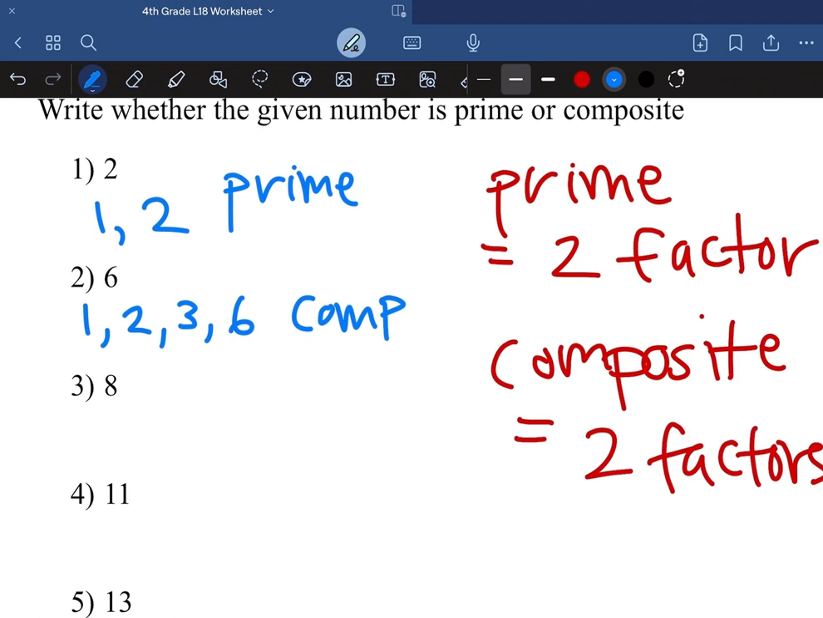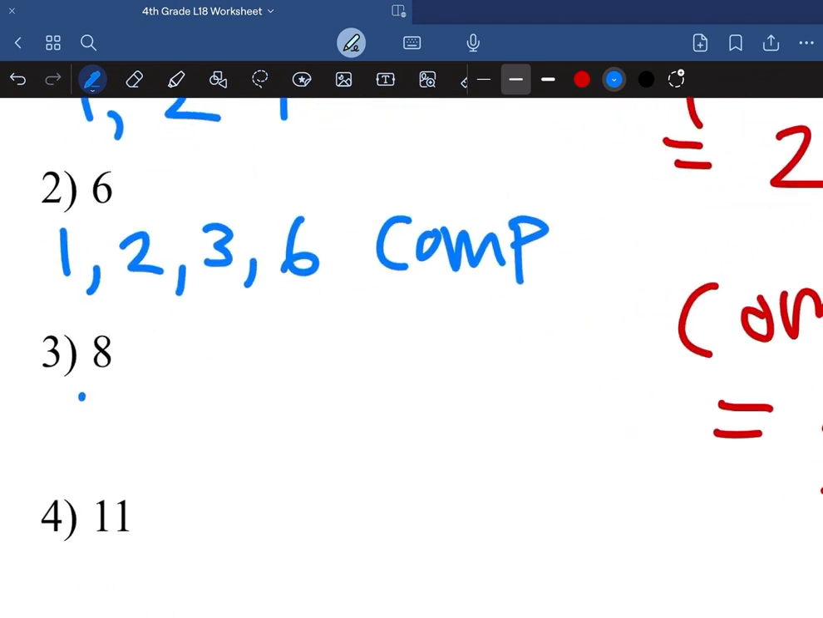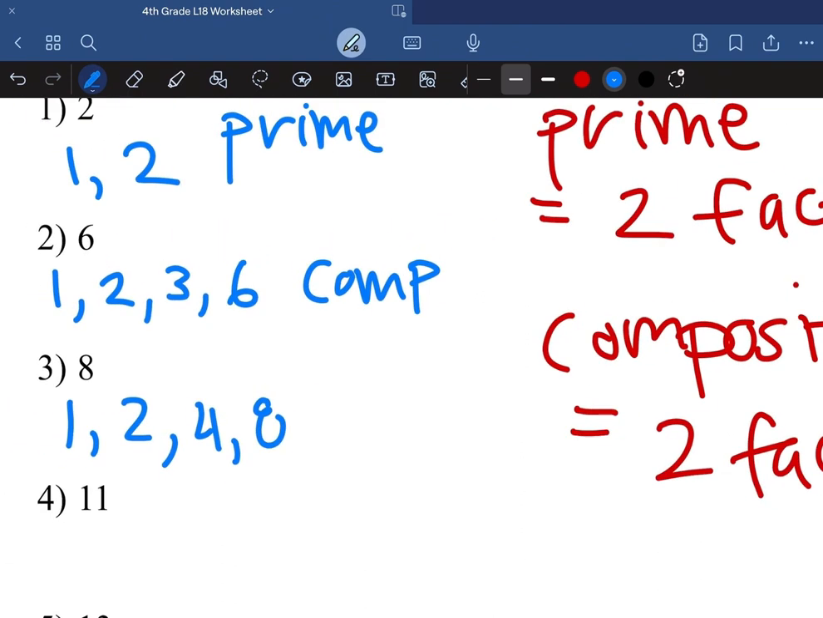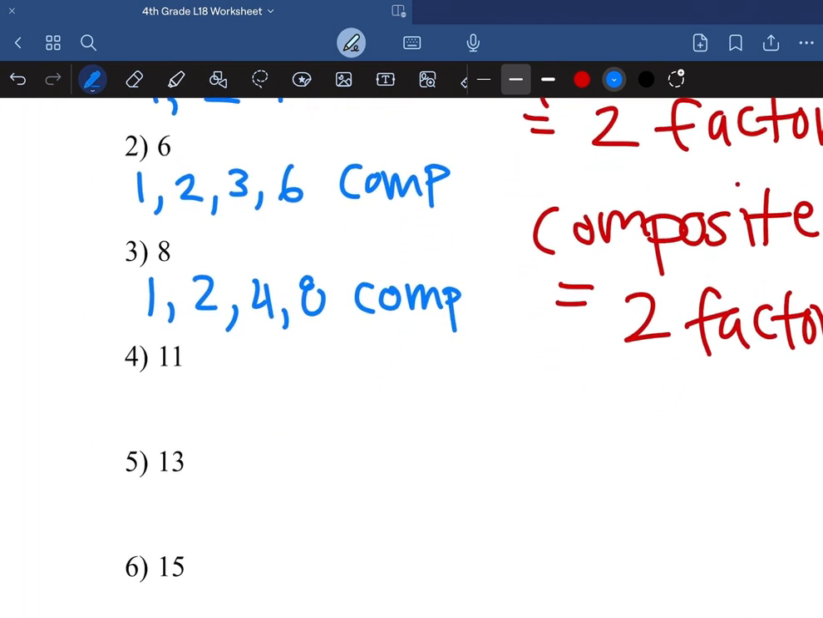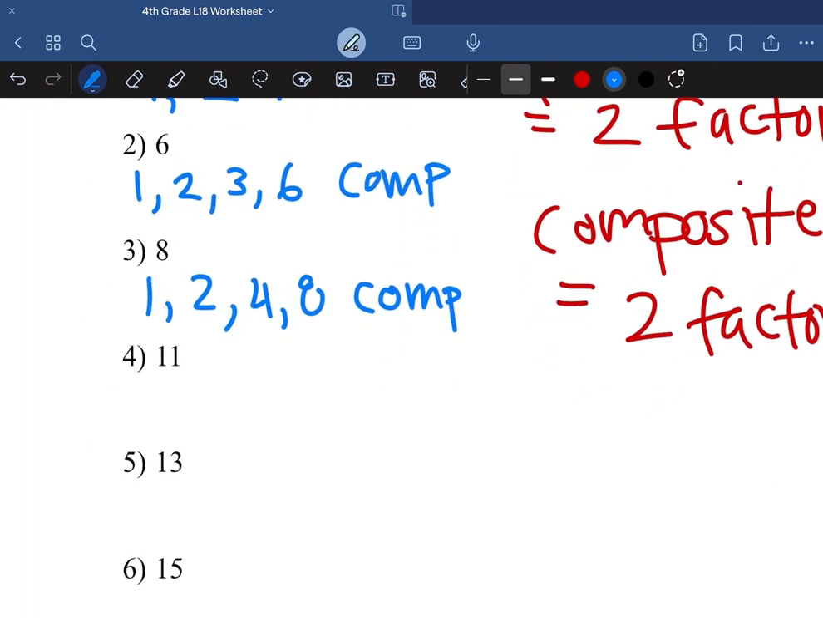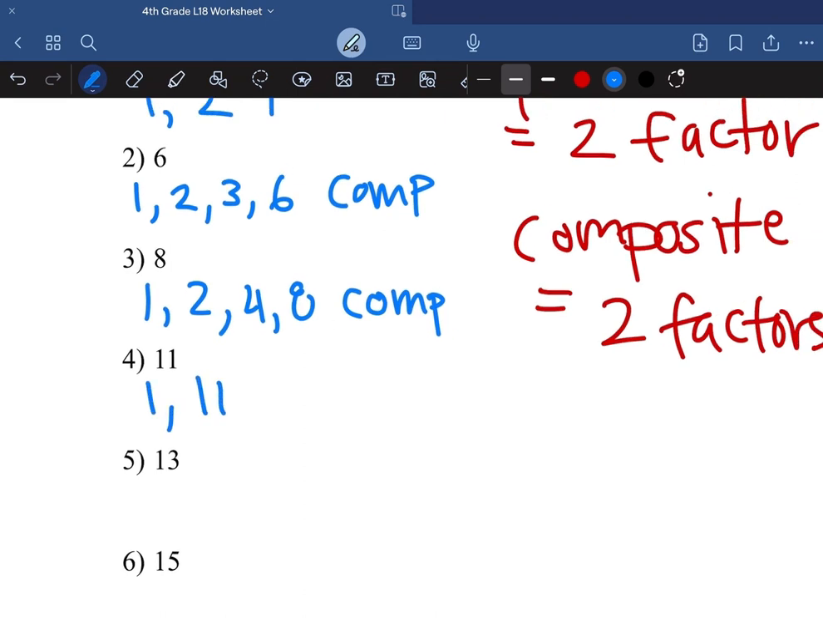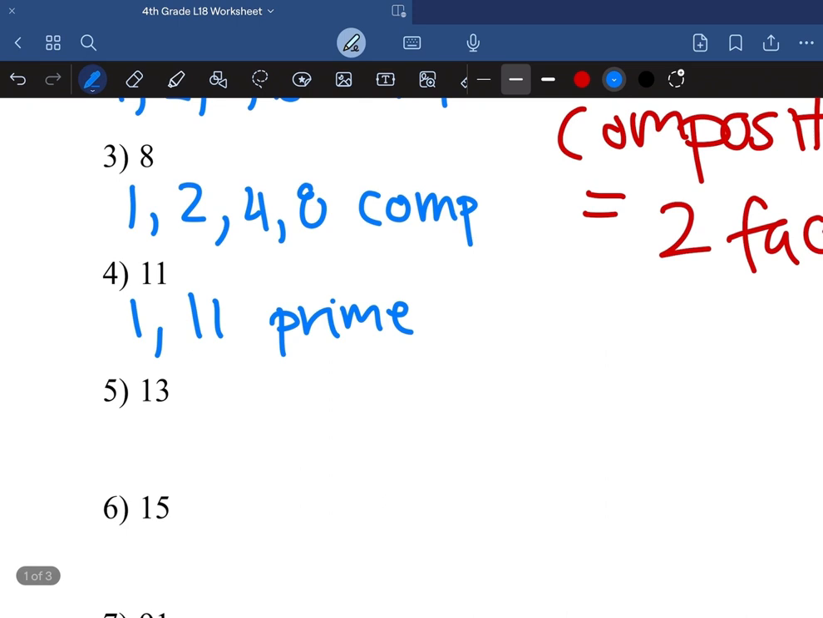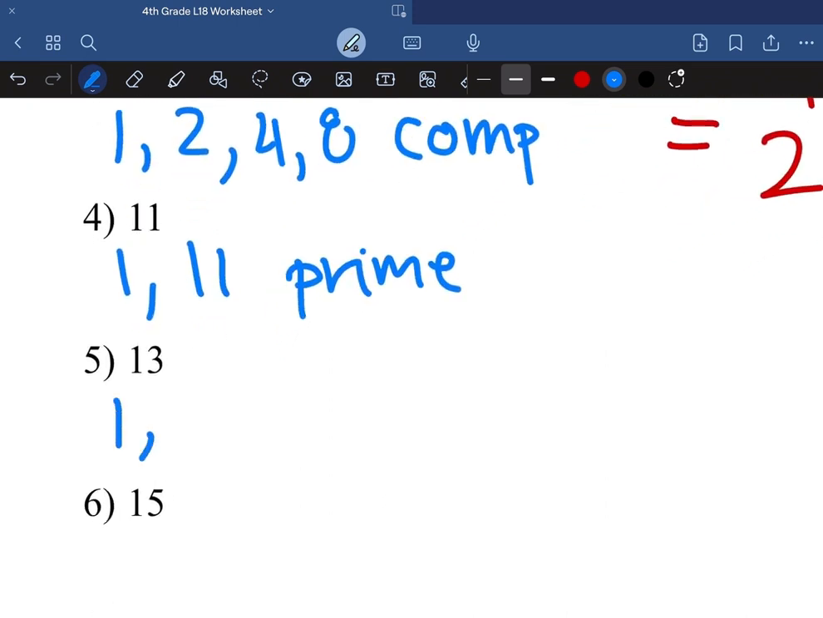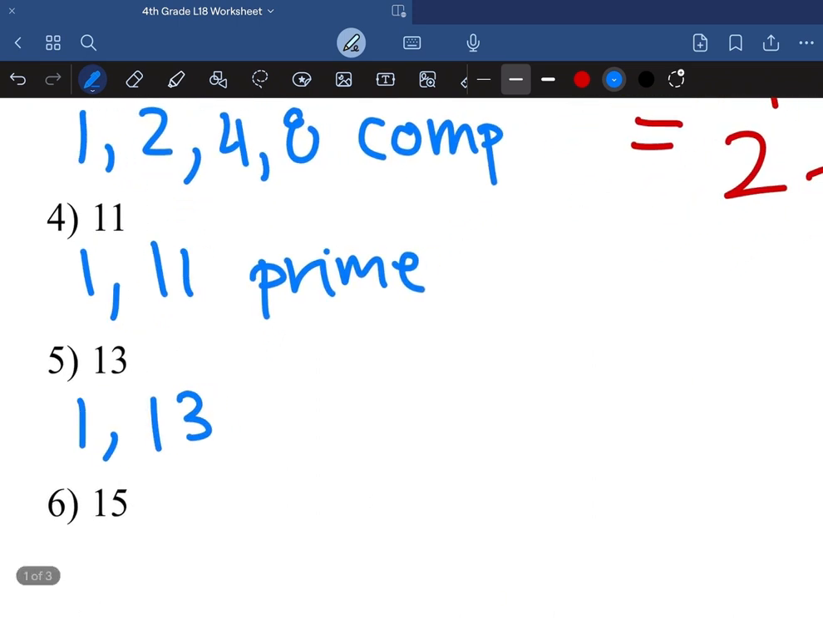Number 3, we have 8. The factors of 8 are 1, 2, 4, and 8. Since there are more than two factors, this is also a composite number. Number 4, we have 11. 1 and 11 are the only factors of this number, so this is a prime number. Number 5, we have 13, with the factors of 1 and 13, and so this is a prime number as well.